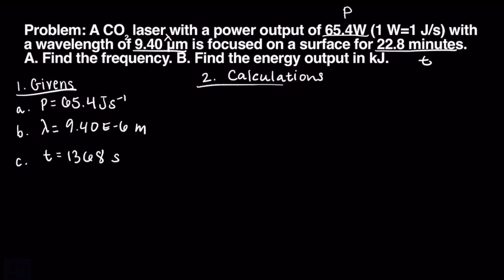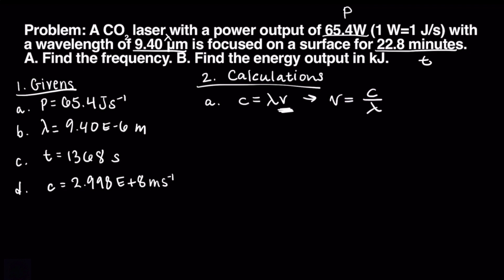I'm going to let part A be finding frequency, and then part B be for finding the energy output. So for part A, what do? Well, in most chemistry textbooks, you should be told that c equals lambda nu, where c equals the speed of light. The speed of light, c, equals 2.998 times 10 to the power of 8 meters per second. So doing that, we can also isolate nu, or frequency, and rewrite this formula as nu equals c over lambda.